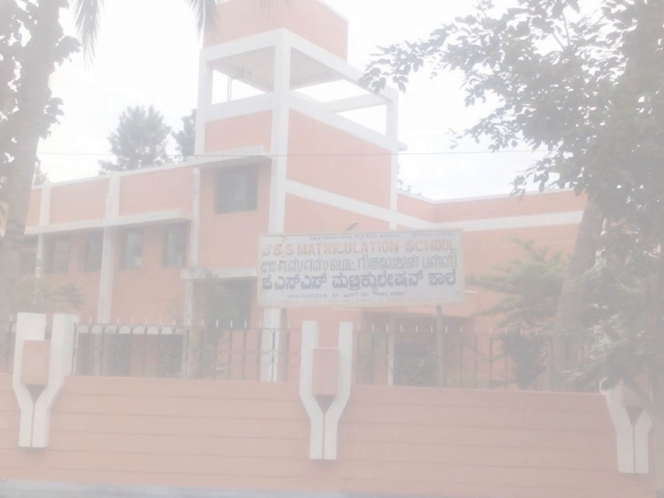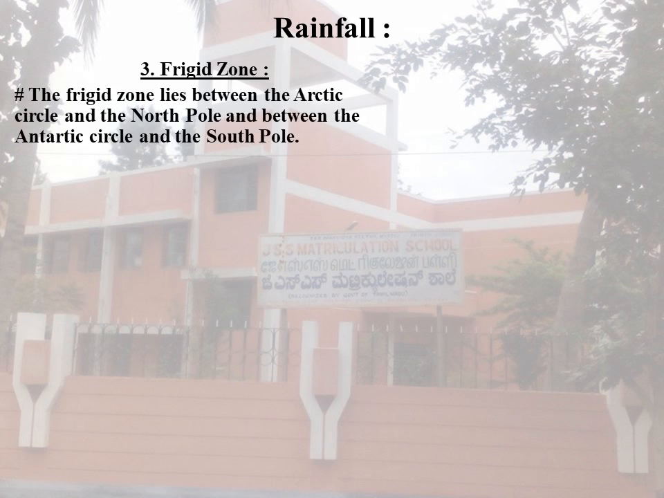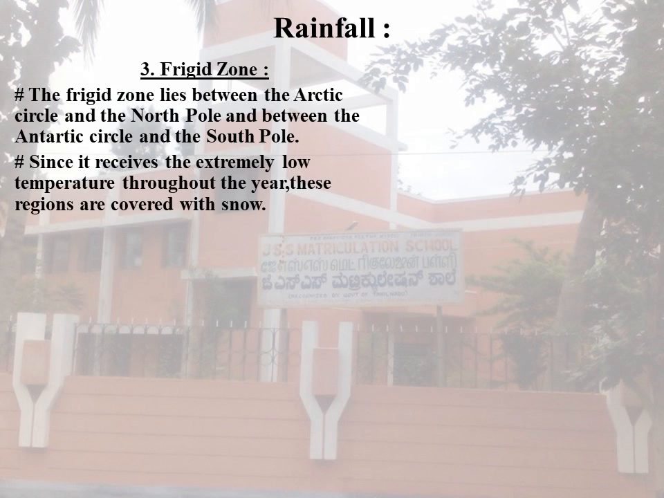The third one is the frigid zone. The frigid zone lies between the Arctic Circle and the North Pole, and between the Antarctic Circle and the South Pole. This region is also known as the polar regions. Since it receives extremely low temperatures throughout the year, these regions are covered with snow. So we call them the South Pole and North Pole directions.